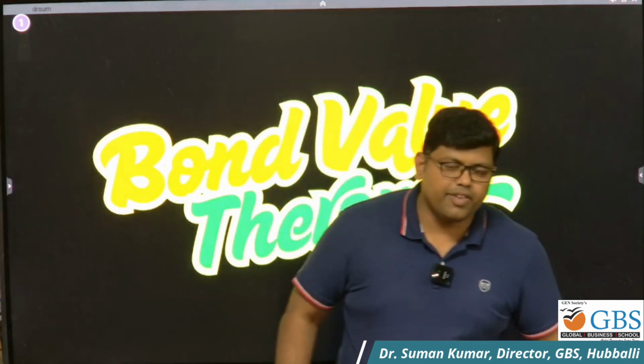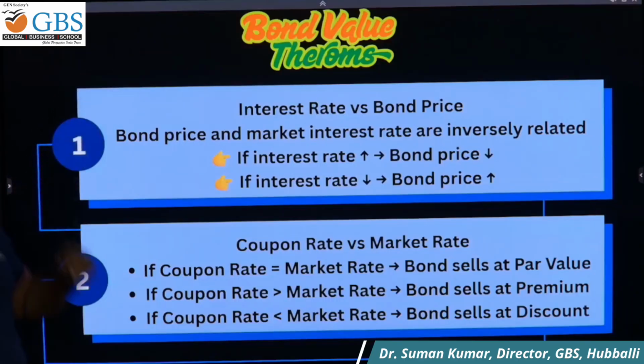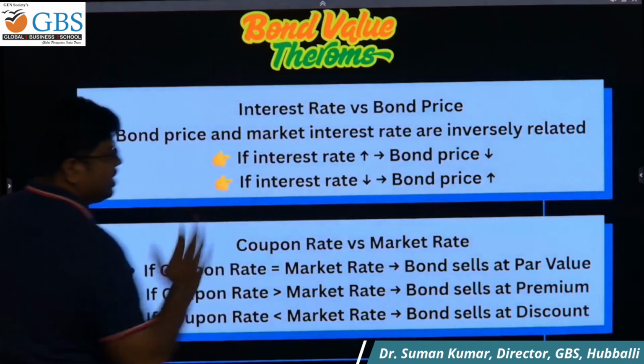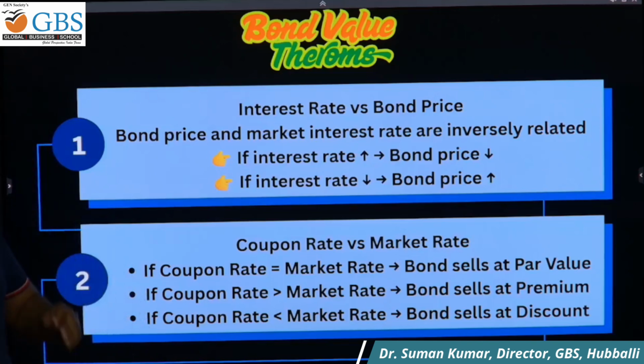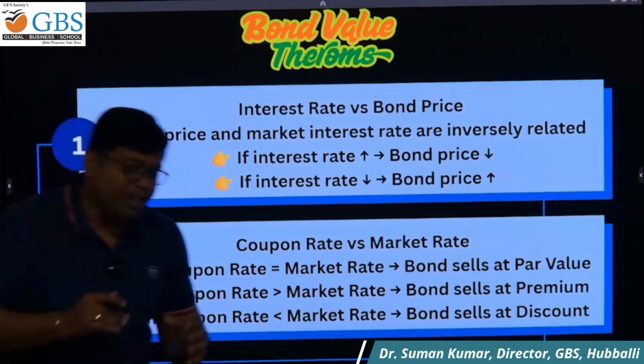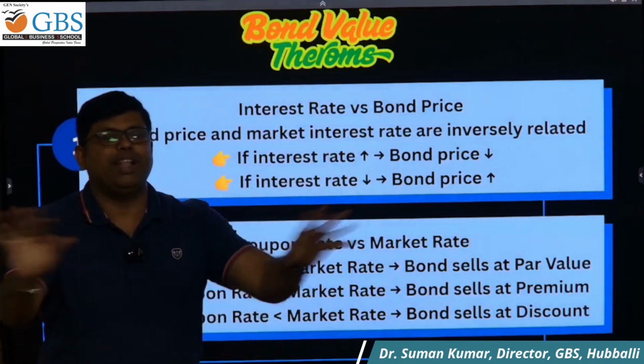In this session, we're going to learn about bond value theorem. The first theorem under bond value theorem is interest rate versus bond rate. So now you know already interest rate, correct? The bond rate fluctuates in the secondary market. So if interest rate increases or decreases, what will be the impact on the bond rate? That is theorem number 1.